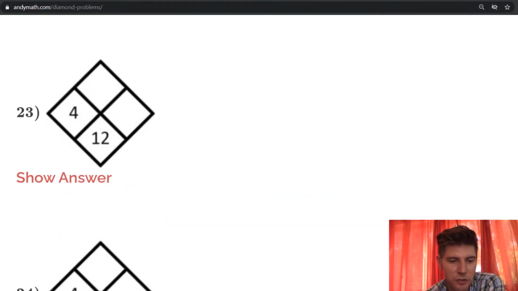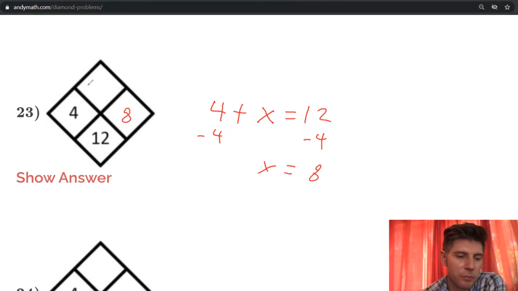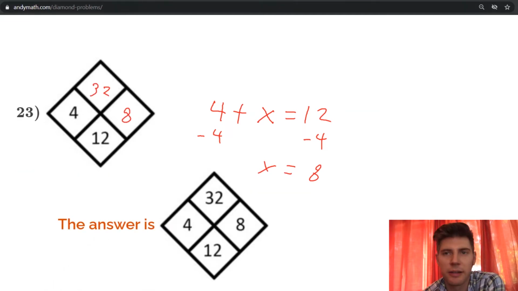Let's try another. Now for 23, 4 plus what is 12? We could say 4 plus something equals 12. And then we can solve for that something. And we get 8. And then for the top, we do 4 times 8 is 32. And that's that one. Let's do another.